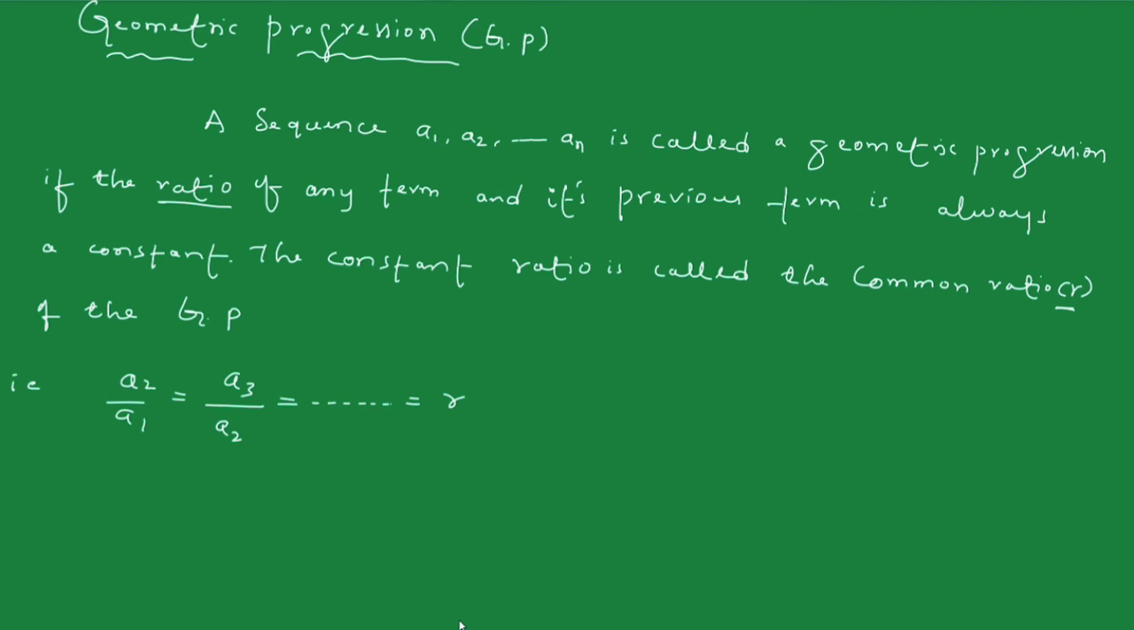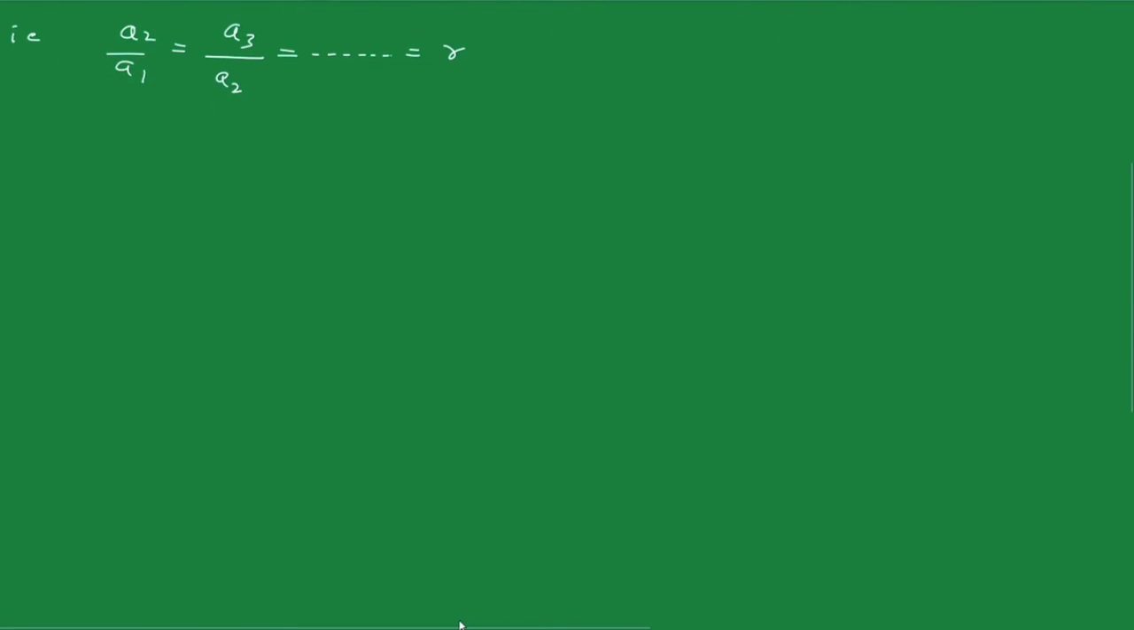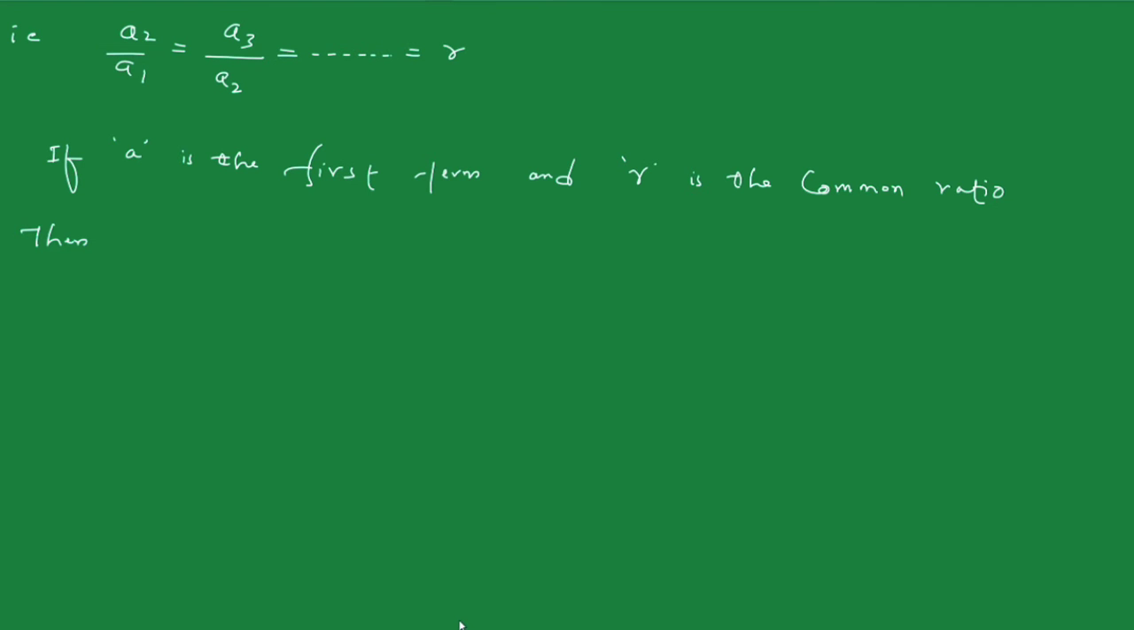So here, if small a is the first term and small r is the common ratio, then the GP will be of the form a, ar, ar square, ar cube, so on.